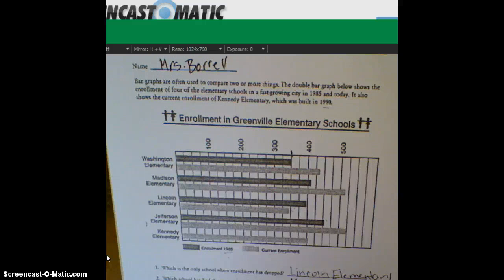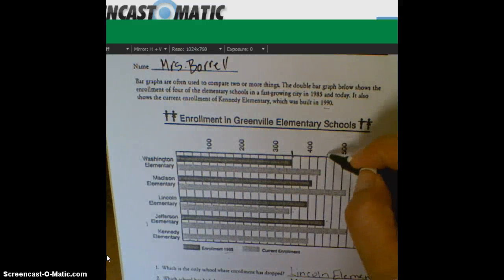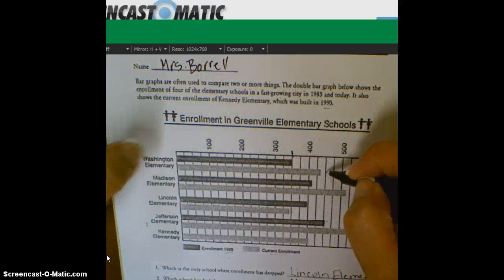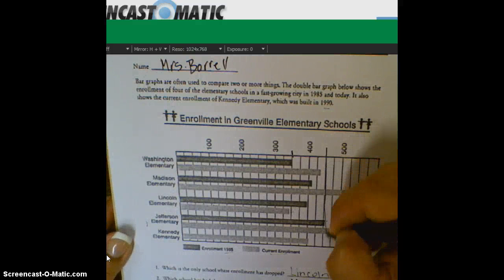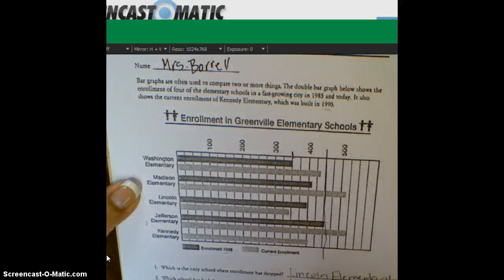And it says, which schools have enrollment of less than 450 students? Less than 450. Looks like Washington has less. Here's our 450 right there. Washington. And Madison.